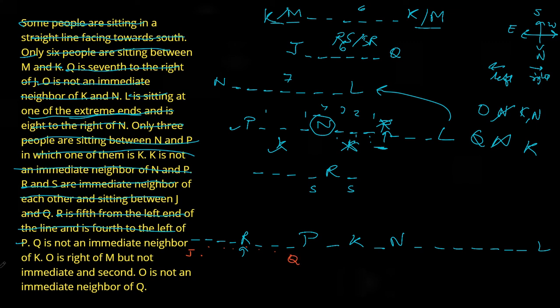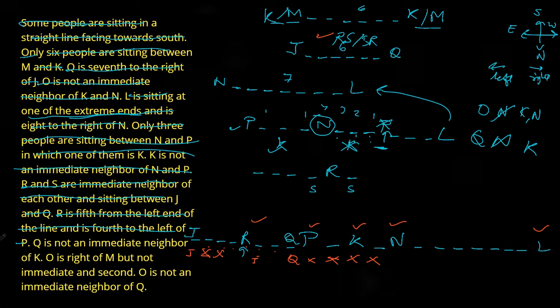But if I shift J here, then Q would have to be in place of P. But we know P, K, N, R and L are already fixed. So J cannot be here. If we move here, Q would have to be shifted here. But Q cannot be a neighbor of K. So Q cannot be here. And J cannot be here since R has to be between J and Q from this information. So the only position we are left with for J is this, and then Q would be fixed here, right?